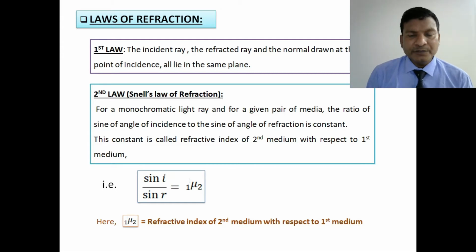So what is the meaning of mu 2 1? The symbol I have used for the refractive index is mu. In some cases it is also used as n. So here mu 2 1 stands for the refractive index of the second medium with respect to the first medium. Here the students make mistakes. They don't understand what sine i by sine r is. It is not only the angle of incidence divided by the angle of refraction. It is the sine of the angle of incidence divided by the sine of the angle of refraction.